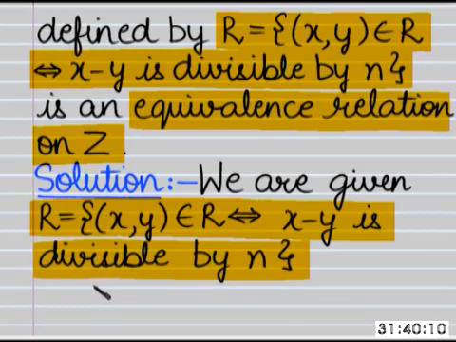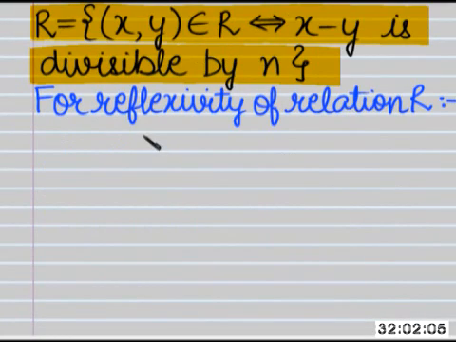We have to prove that this relation R is an equivalence relation on the set of all integers Z. So, we have to prove that this relation R is reflexive, symmetric, as well as transitive. Now, first of all, we shall check the reflexivity of the relation R on the set of all integers Z.